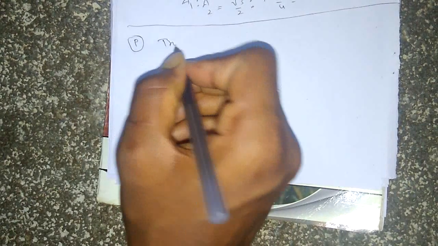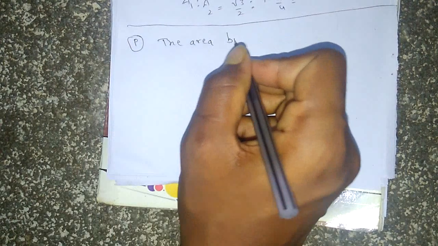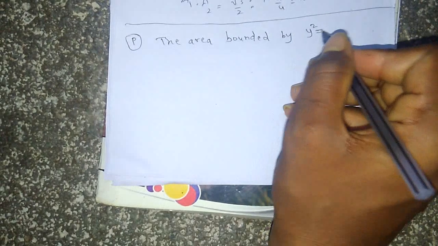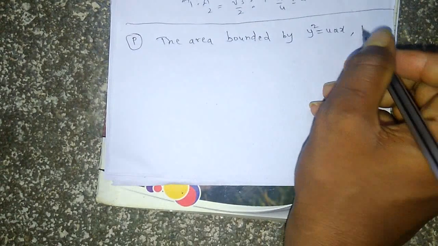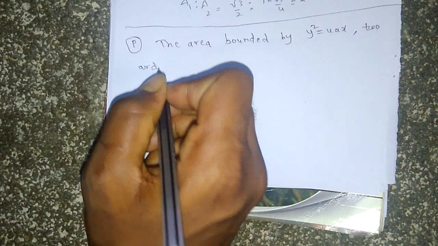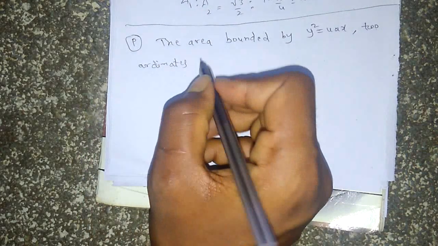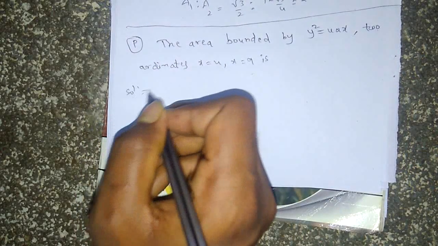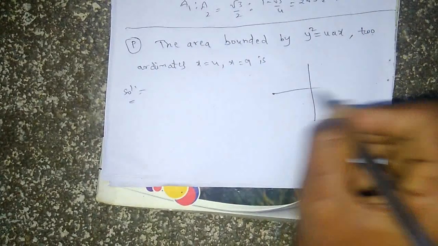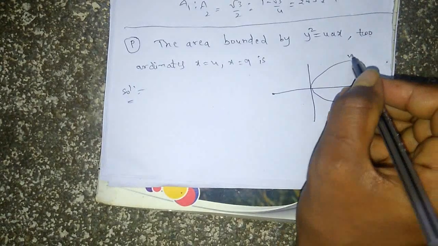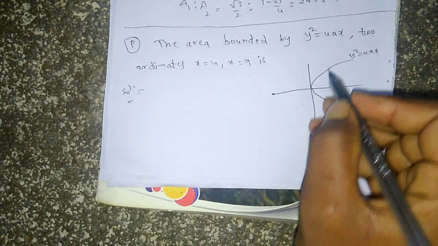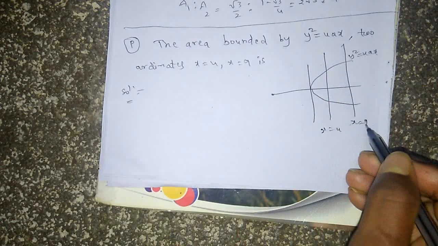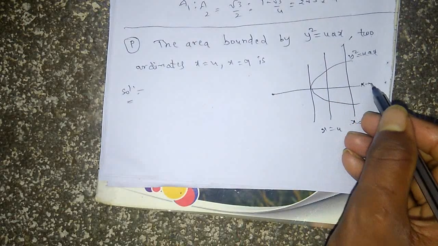Our next problem is to find the area bounded by y² = 4ax and two ordinates x = 4, x = 9. So y² = 4x. The parabola will be like this. We need the area between x = 4 and x = 9. This parabola is symmetric about the x-axis.